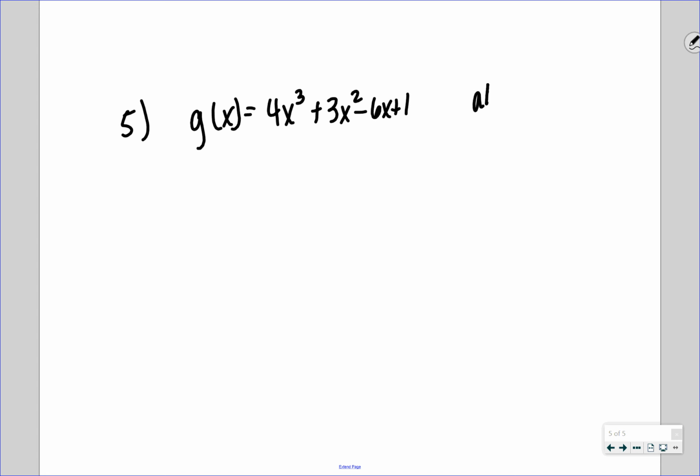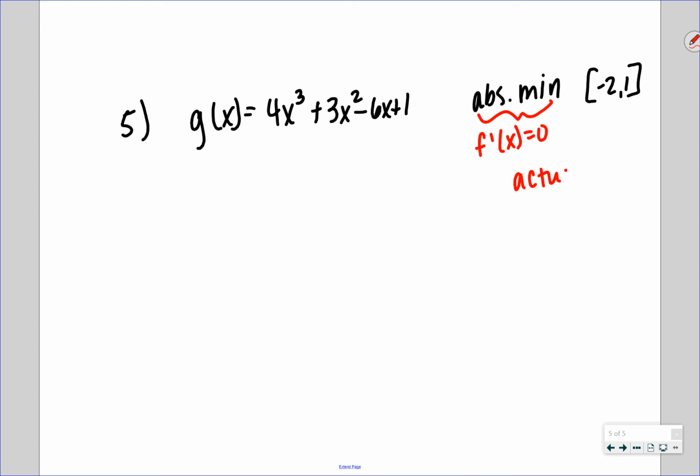Number 5. The function g of x is equal to 4x cubed plus 3x squared minus 6x plus 1 has an absolute, that lets me know I'm using my endpoints, absolute minimum on the interval -2 to 1. What is the absolute minimum? So first of all, minimum lets me know first derivative equal to 0. I want to know what the actual minimum itself is.